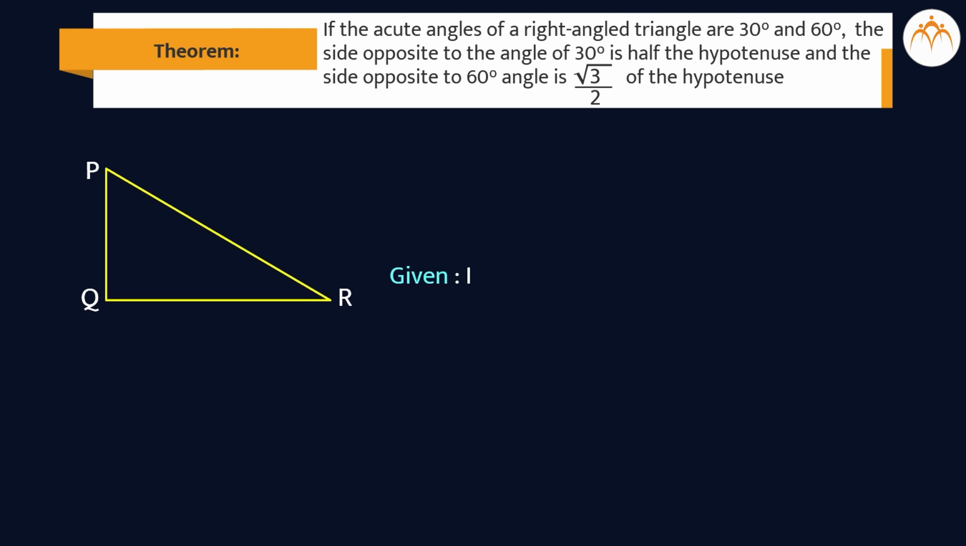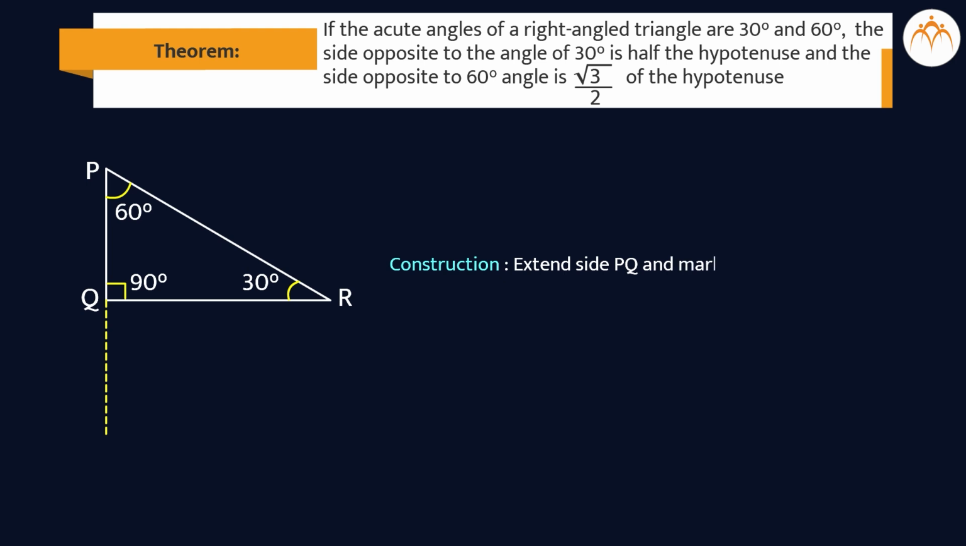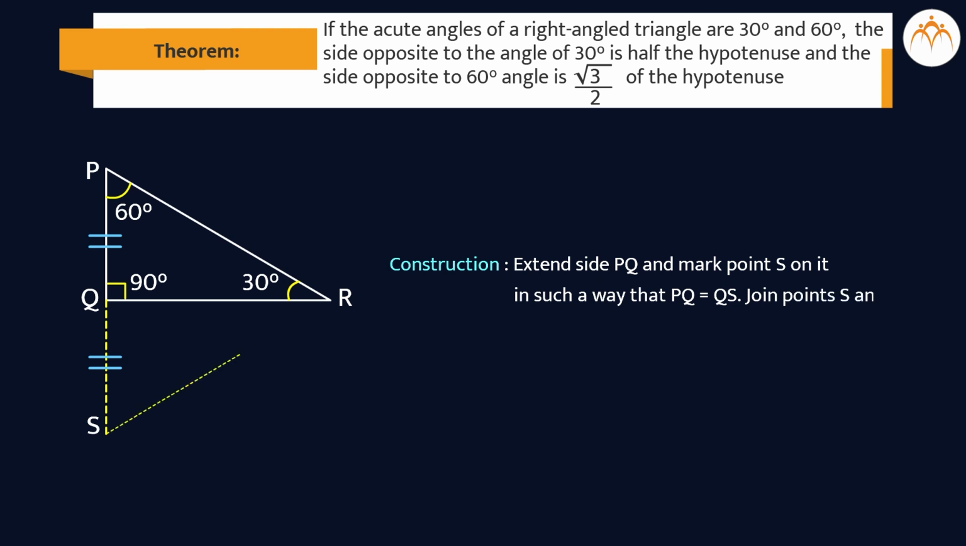Given, in triangle PQR, angle Q is 90 degree, angle R is 30 degree, angle P is 60 degree. To prove, PQ is equal to 1 upon 2 PR. Construction: Extend side PQ and mark point S on it in such a way that PQ is equal to QS. Join points S and R.